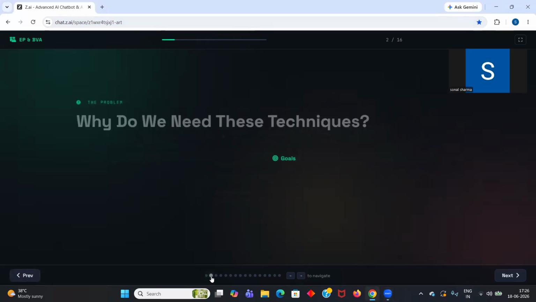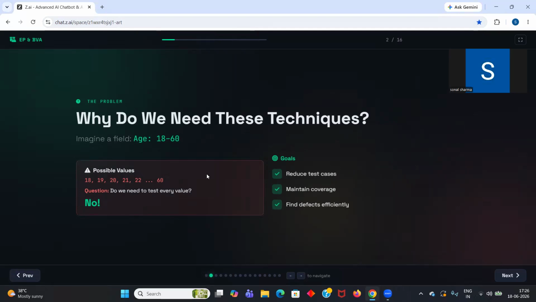So first let's talk about why we need these techniques. Suppose you have a field where the allowed values are between 18 to 60. Age is the field and the value of age should be between 18 to 60. The user cannot be less than 18 and the user cannot be more than 60. So how will you test that field?